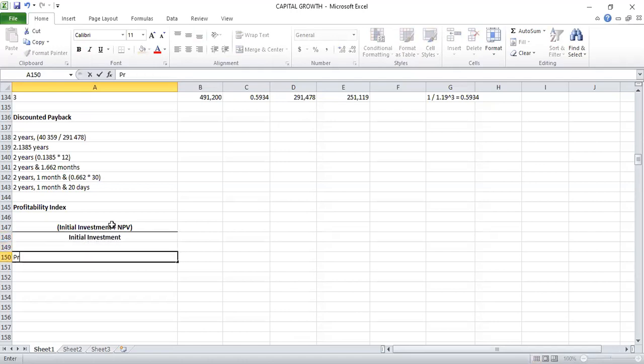Right. Projects are accepted if profitability index is more than 1. And projects are rejected if profitability index is less than 1.